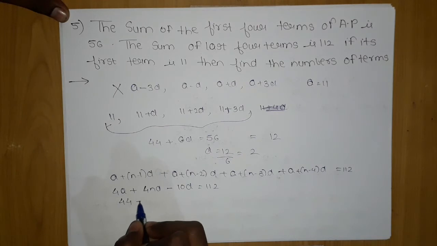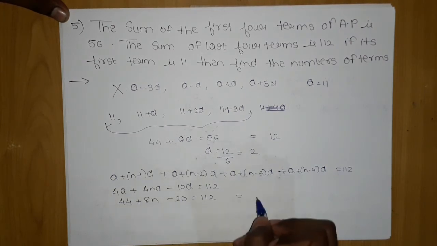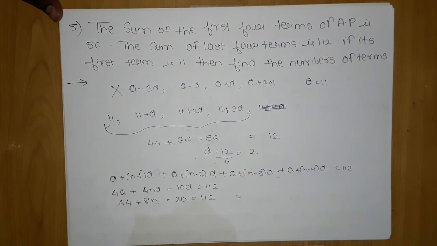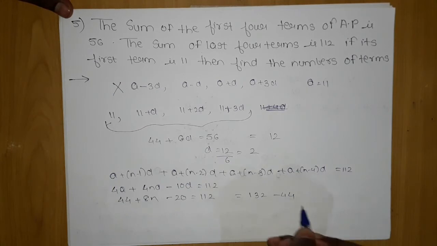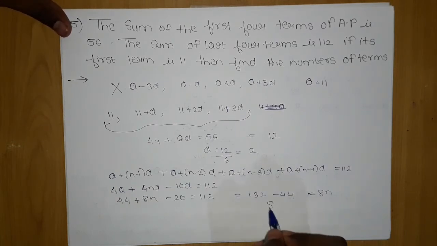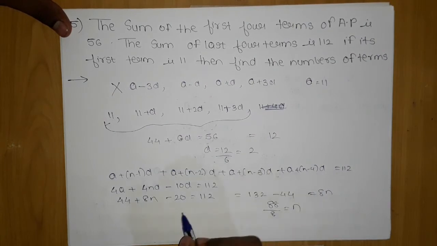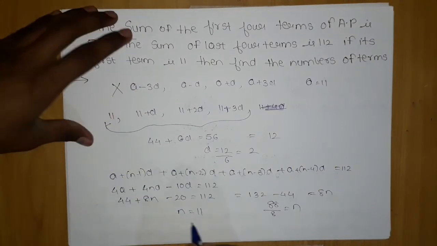Further on, a is 11, so 4a is 44. d is 2, so this is 8n. Minus 20 should be equal to 112, which will give me, if I add this, 132 minus 44 should be equal to 8n. What am I getting? 88. 88 upon 8 will give me my n as 11. So I found the number of terms. This sequence has 11 terms. This is my answer.